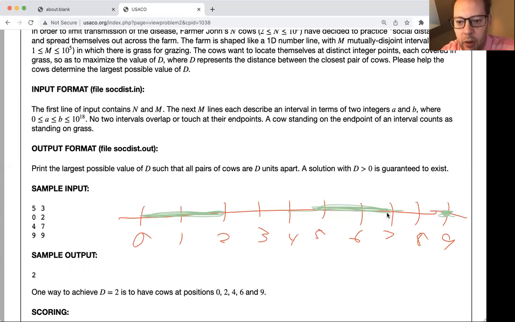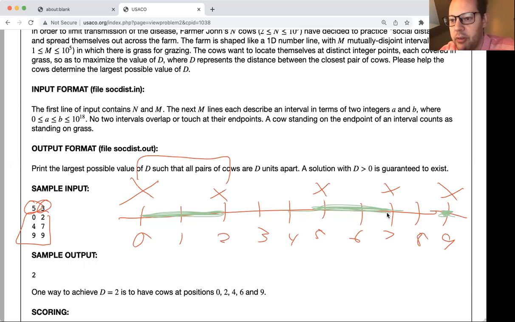And we have a total of, so that's 3 patches, 1, 2, 3. And then we have 5 cows to place. So if we wanted to place these 5 cows, just kind of eyeballing it, I would say, let's put 1 here, let's put 1 here, probably here's good, here, and here. All right, so then let's see what our D is.